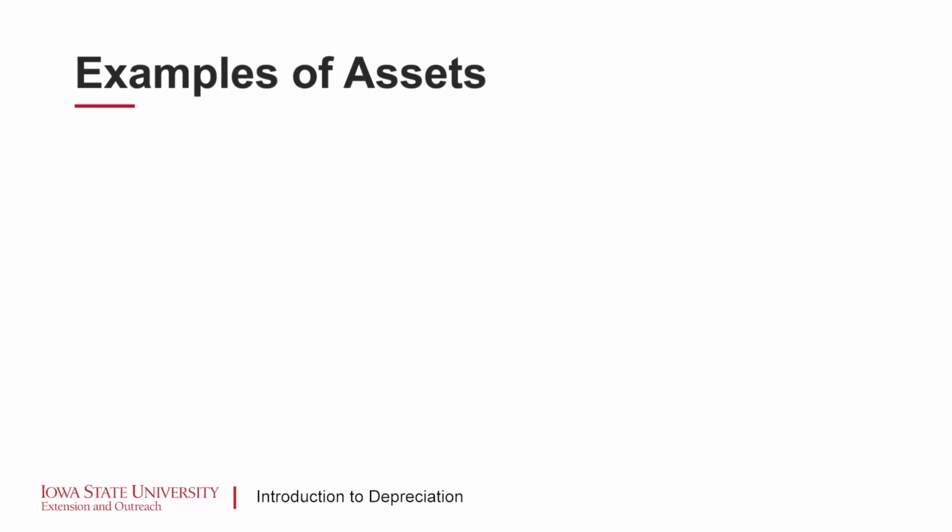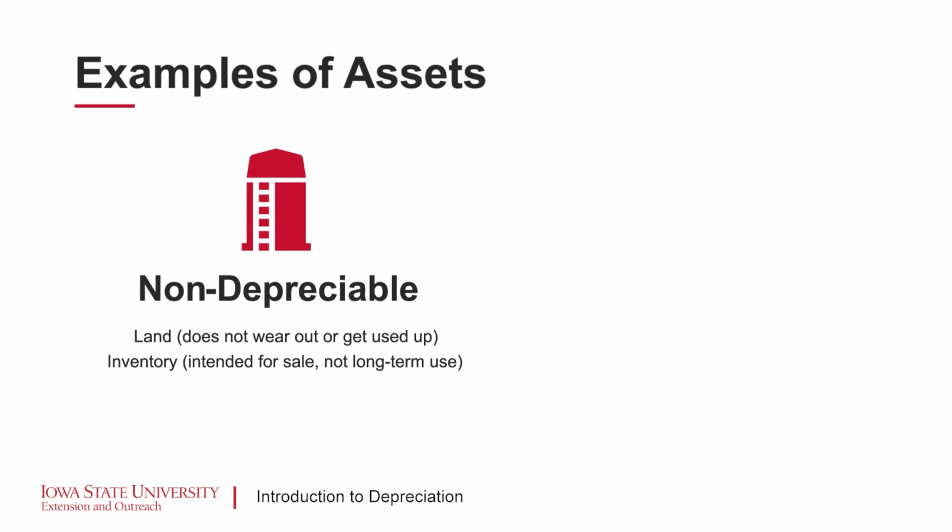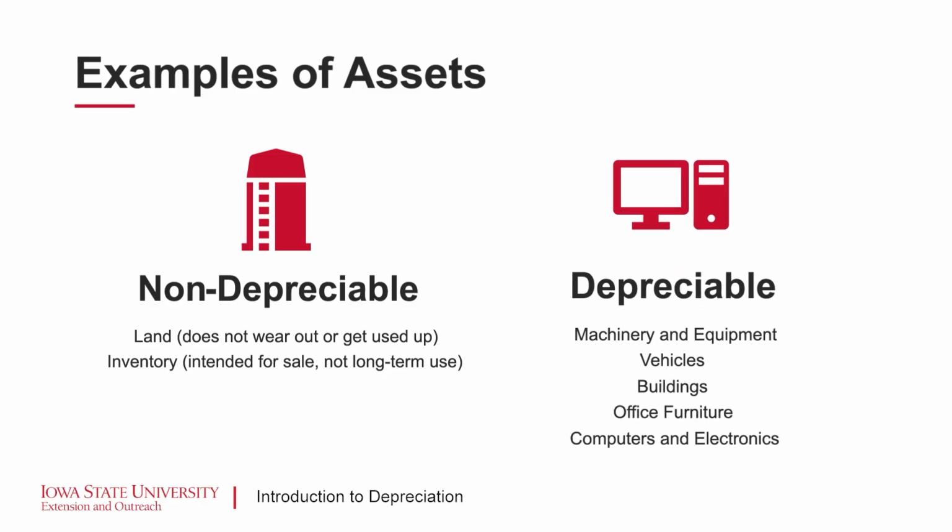Assets fall into 2 main categories when it comes to depreciation. Non-depreciable assets include things like land, which doesn't wear out or get used up, and inventory, which is meant for sale rather than long-term use. Depreciable assets are those that wear down or lose value over time. Examples include machinery, vehicles, buildings, office furniture, and electronics. Anything used in the business over a longer period.